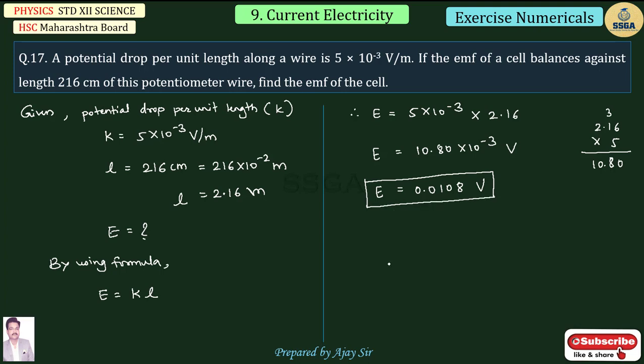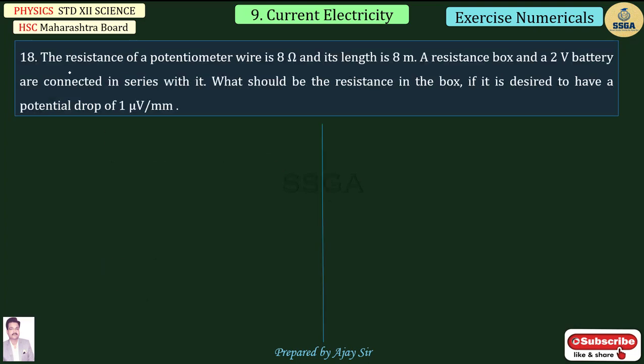Similarly, let us solve question number 18. The resistance of potentiometer wire is 8 ohm and its length is 8 meter. The resistance box and 2 volt battery are connected in series with it. What should be the resistance in the box if it is desired to have a potential drop of 1 microvolt per millimeter?